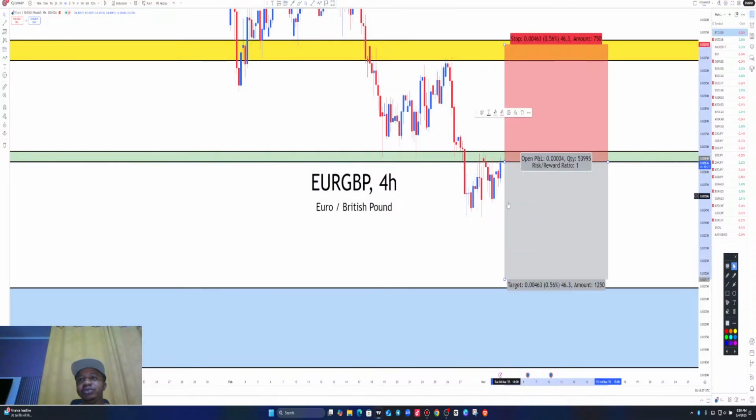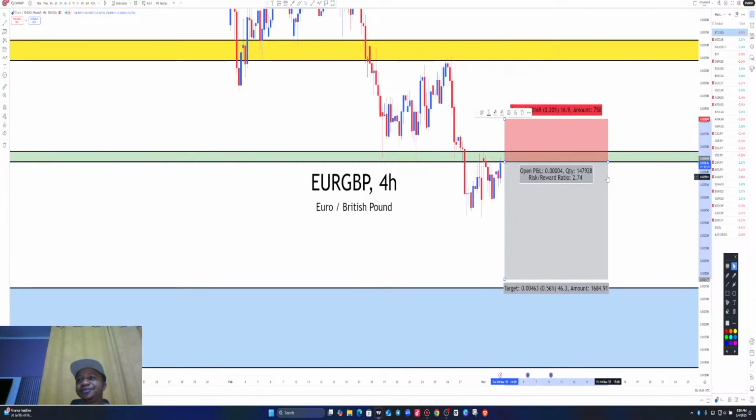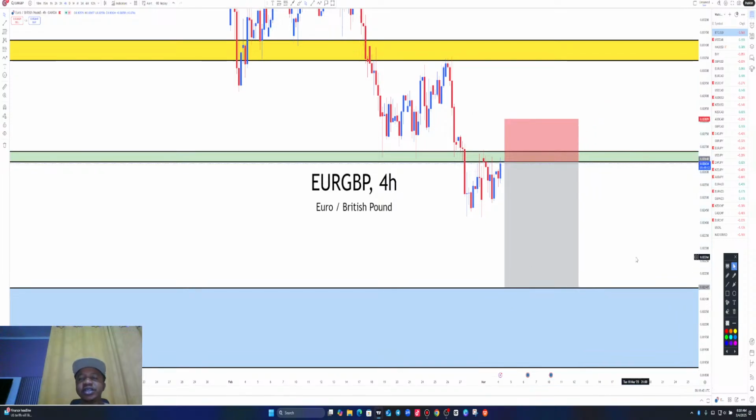All right, so entry is going to be right there. Stop loss just above here. So this is going to be our setup on UGBP. What are the candle confirmations, or what are the confirmations before entry?